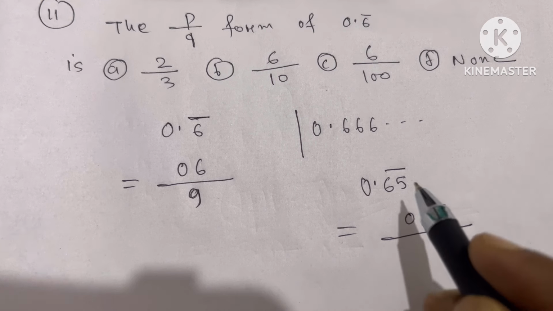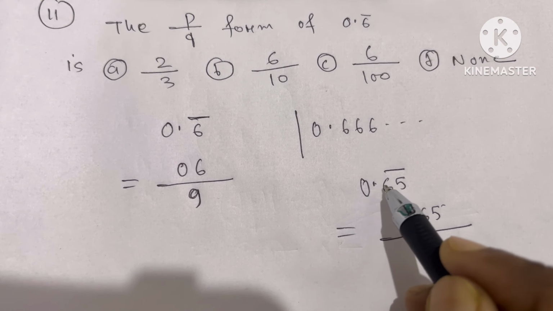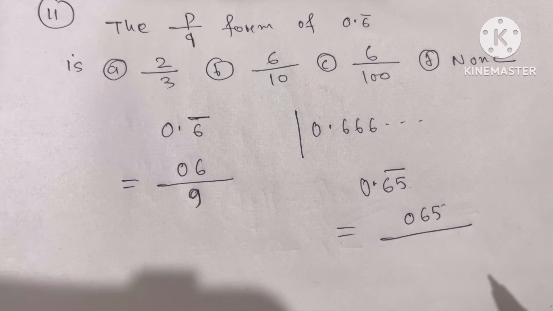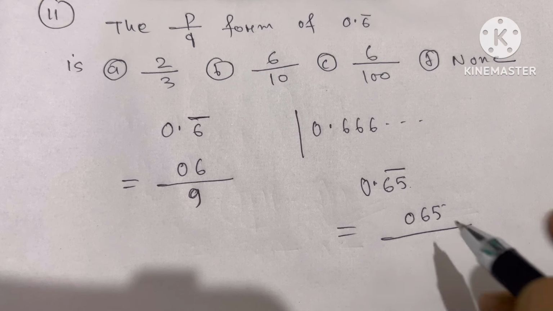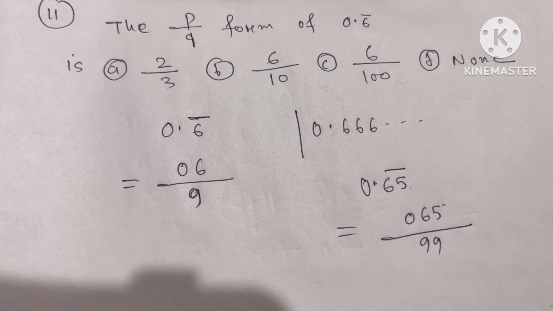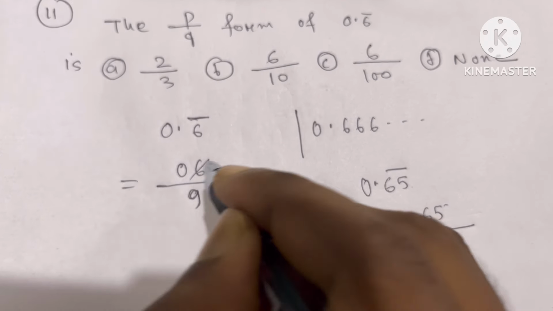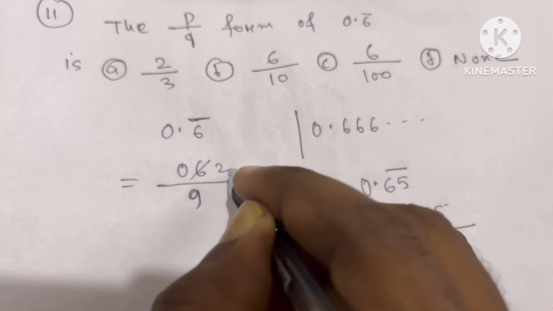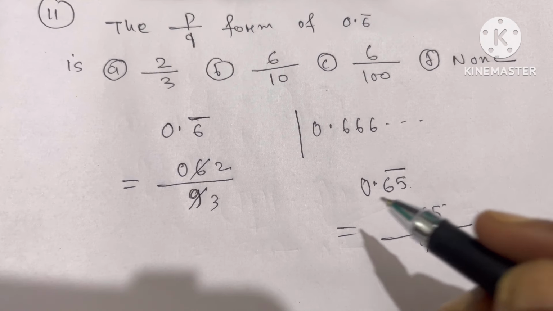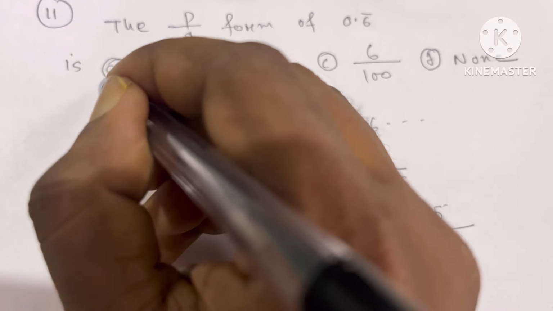And in the denominator, you see how many digits after the decimal: 2 digits, and both digits are repeated. So that's why two 9s come. So what did I get? 6 by 9. So 6 and 9 you can cut by 3 also. 3 twos are 6, 3 threes are 9. So the answer is 2 by 3. That means option A is correct.